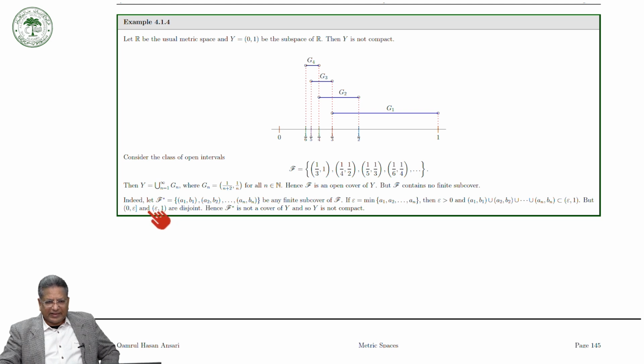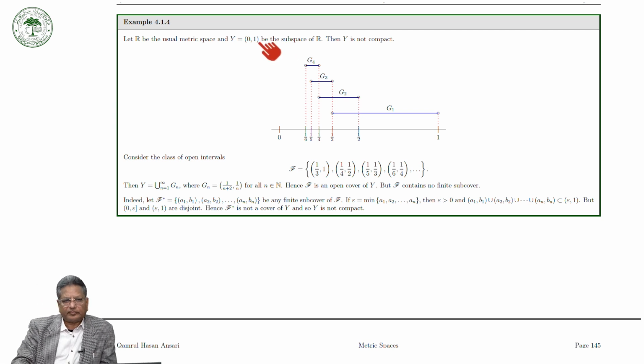It means that, because they are disjoint, you take from 0 to epsilon, including epsilon, and then the open interval from epsilon to 1. So they are disjoint. It means that if you take the union of these, it will not cover the whole open interval (0, 1). Therefore this finite subfamily, which we are saying is a subcover, is not a cover of Y, and so Y is not compact.